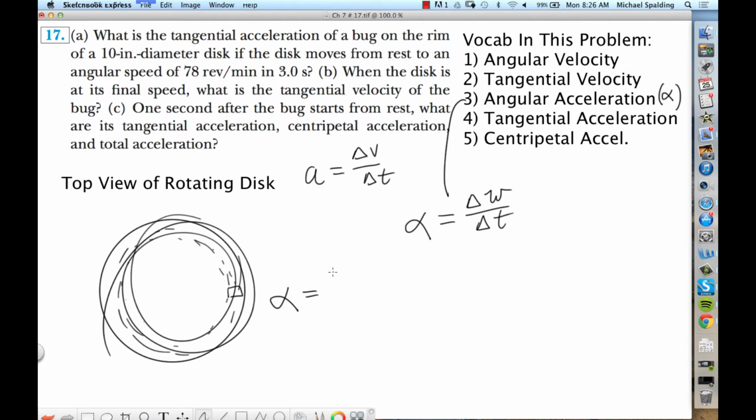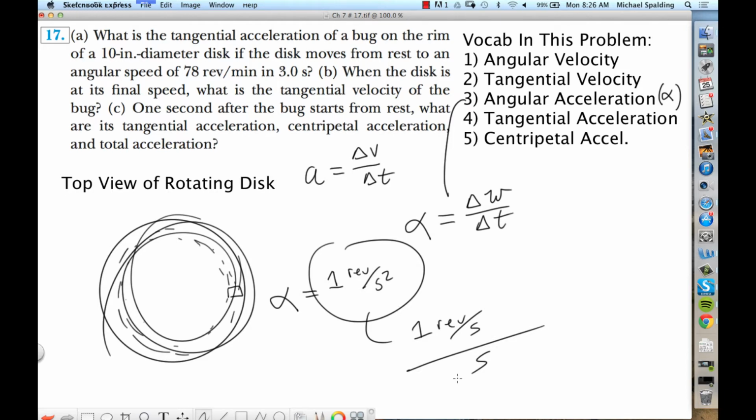I like the number 1. 1 revolution per second squared. That would be acceptable. What would that be telling you? This would be telling you 1 revolution per second every second. Every second, what's the disk doing? Going 1 revolution per second faster. Angular acceleration. Okay?